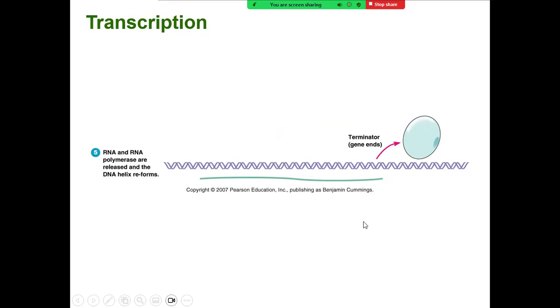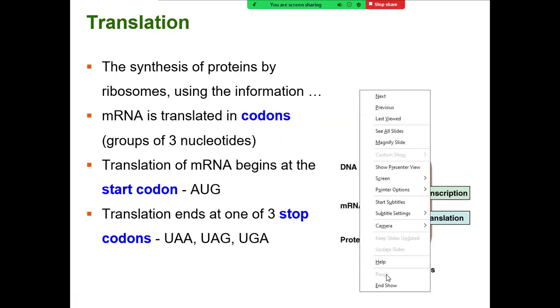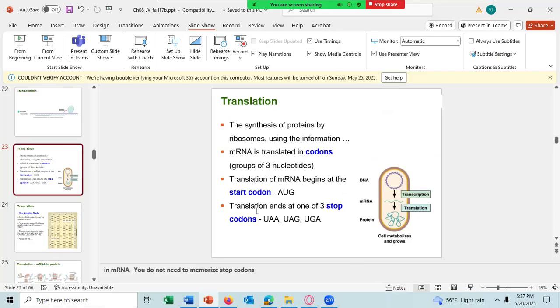Any questions about any of that? All right, if not, let's talk about translation. Translation is the synthesis of proteins at the ribosome using the information in the messenger RNA. Messenger RNA is translated in codons. A codon is a group of 3 nucleotides. 3 nucleotides code for one amino acid, so a codon codes for an amino acid. Any question about any of that?